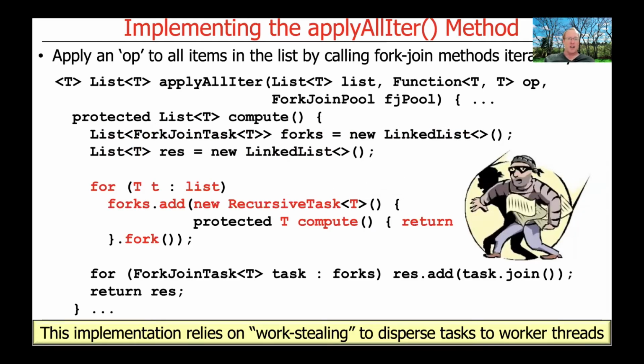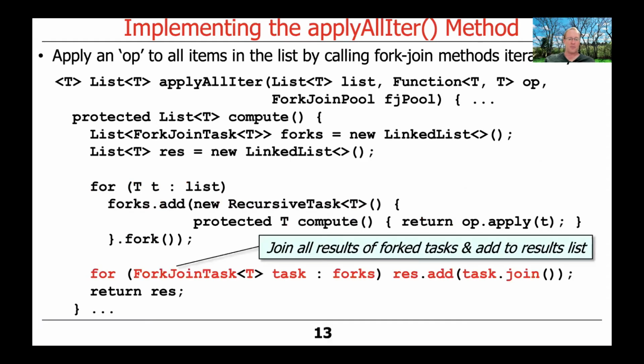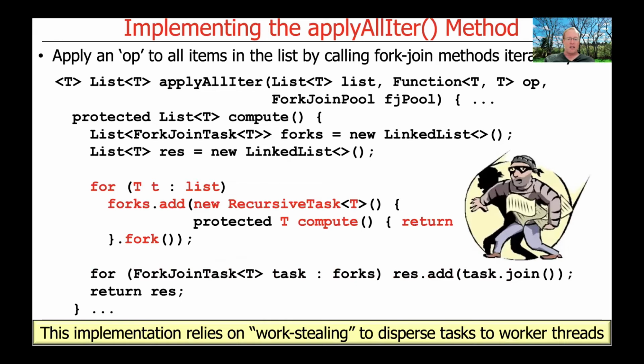This particular implementation heavily depends on work stealing in order to disperse the tasks to the worker threads. That's because every one of these tasks that we're forking here originally starts out in a single worker thread's deck. So we're going to load them all up in a single worker thread, and then all the other worker threads are going to come and steal from that single worker thread's deck. Now, at this point, everybody's off to the races running in parallel in different worker threads in the fork join pool based on stealing. We'll look at that in more detail in a second.